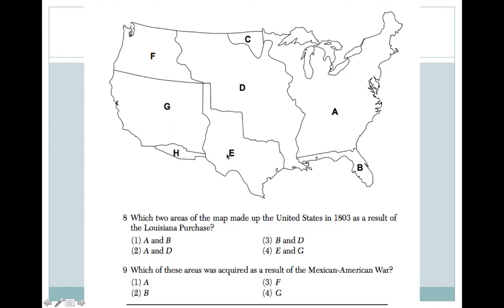So G, H, or E. So I don't see E. I don't see H, but I do see G, right? So G would be the best fit for this one. Since we know Mexico's down here, G would be the best answer for this question.